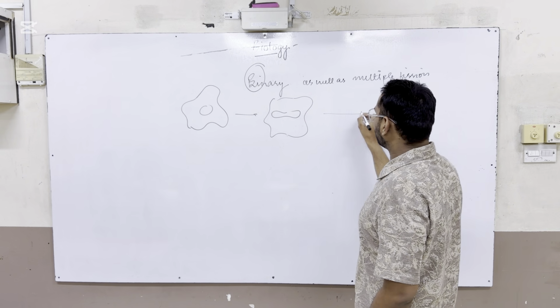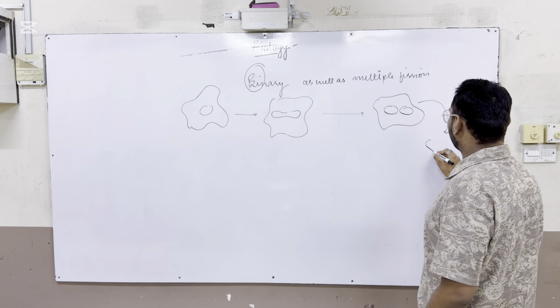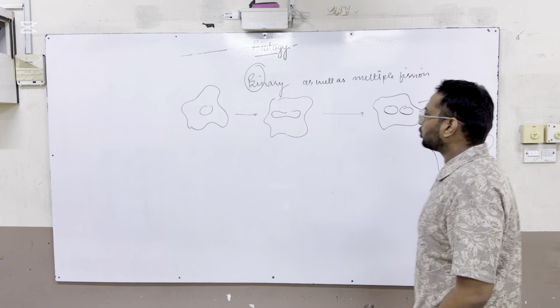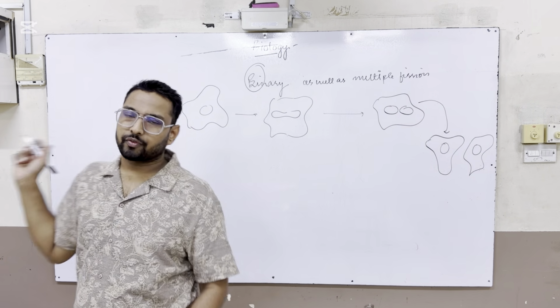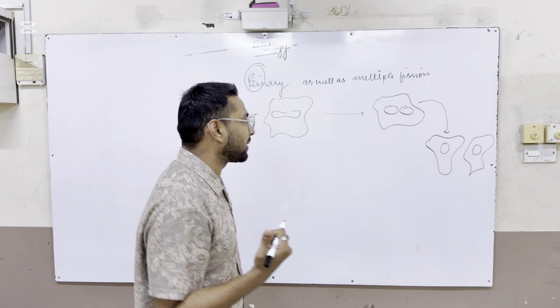First the nucleus divides into 2 equal halves and finally the cell divides to form 2 daughter cells. This process of division of amoeba from a single parent to 2 daughter cells is known as binary fission.